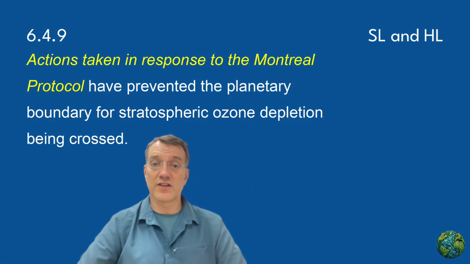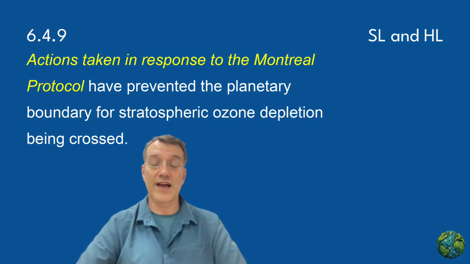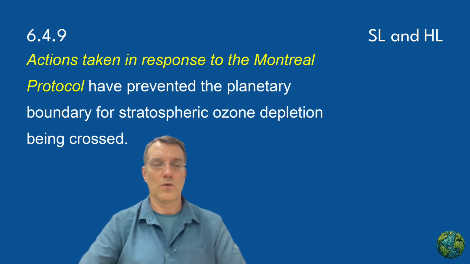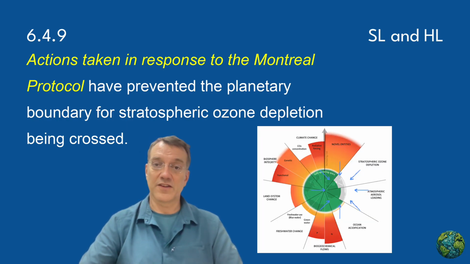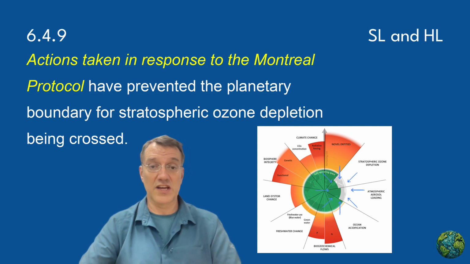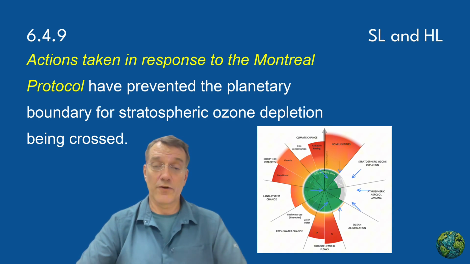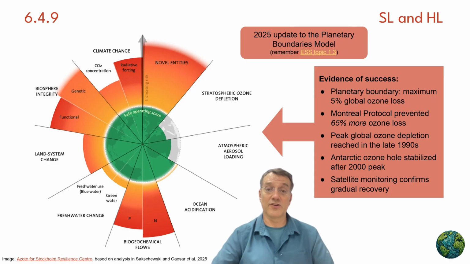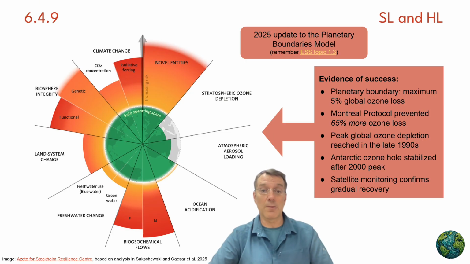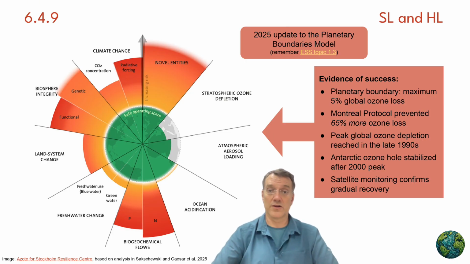Actions taken in response to the Montreal Protocol have prevented the planetary boundary for stratospheric ozone depletion from being crossed. What's a planetary boundary? Well, that's a threshold that, if exceeded, could cause dangerous and potentially irreversible damages to Earth's environmental systems. We first saw this back in topic 1.3, sustainability. Scientists have determined that crossing the ozone boundary would mean a maximum of 5% global ozone loss. The Montreal Protocol prevented 65% more ozone loss than what occurred.